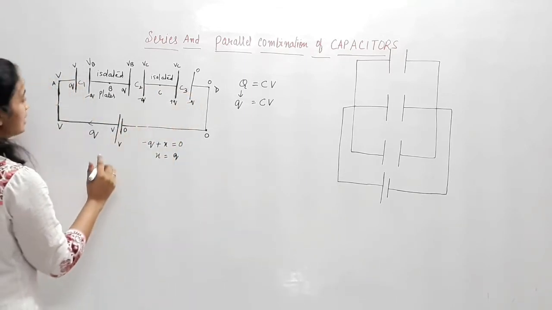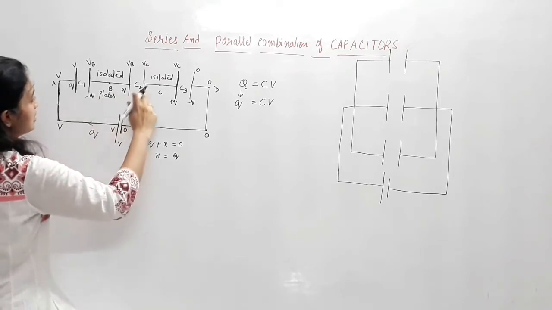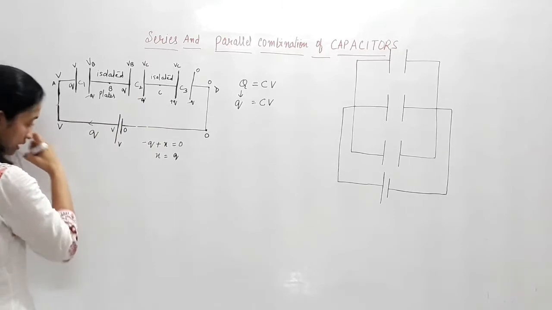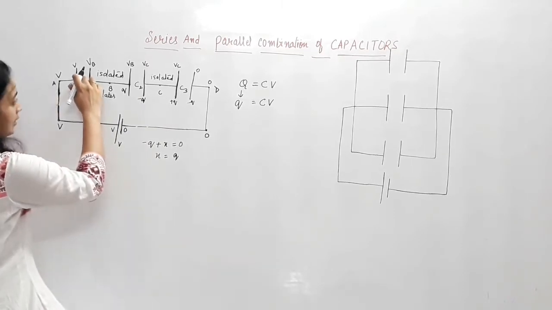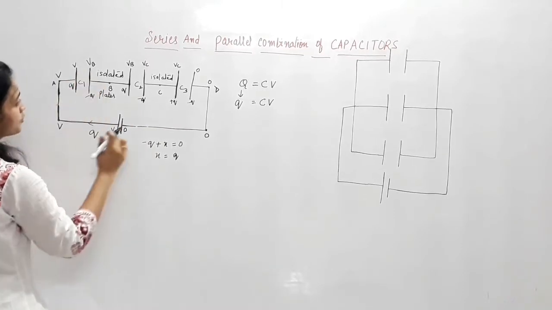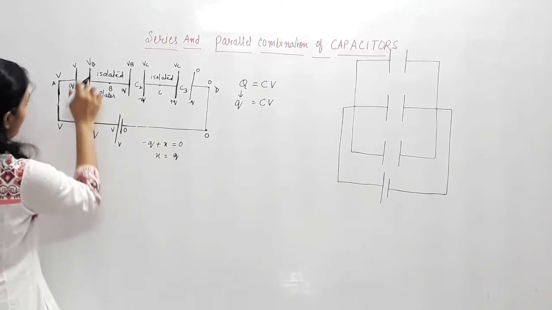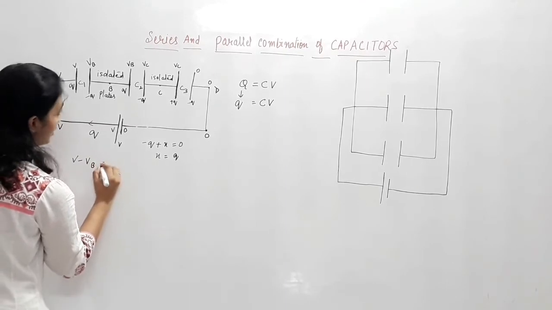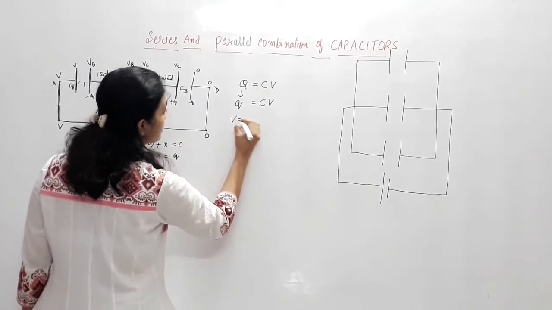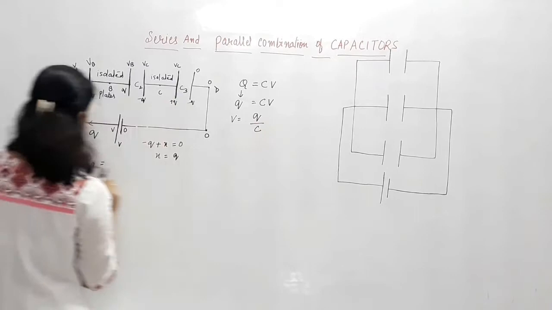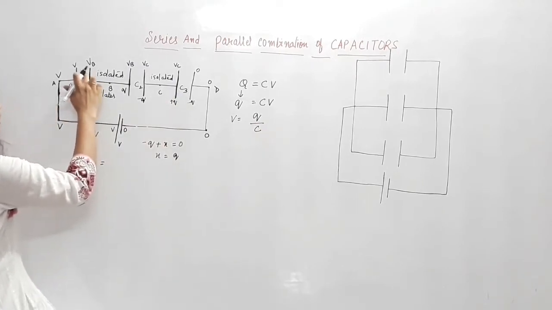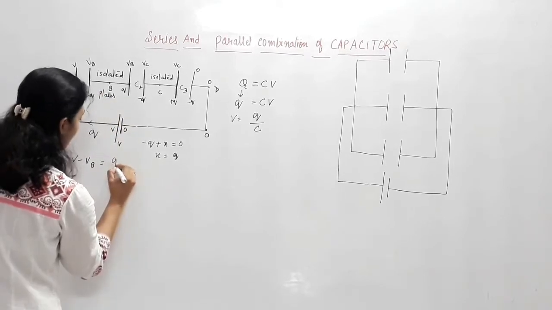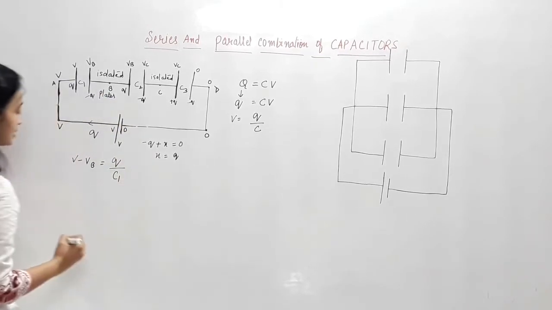So we can write it as total charge is same. The charge on all the capacitors is same. What is different is the potential difference. So let us write the equations here in terms of V. For these two plates, V minus VB is equal to, from V equal to Q by C, the potential difference in these two plates will be equal to the charge on these two plates Q upon the capacitance C1.